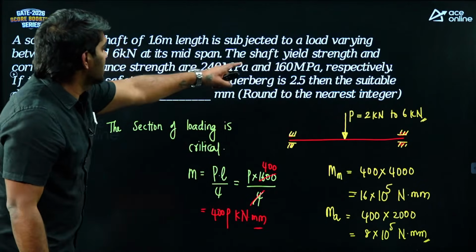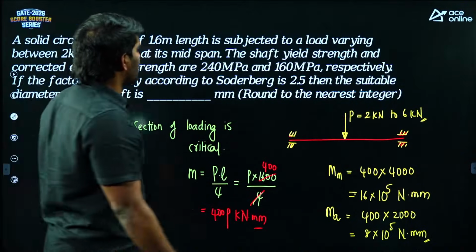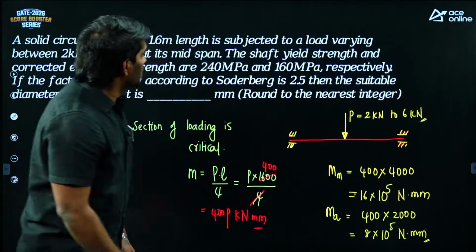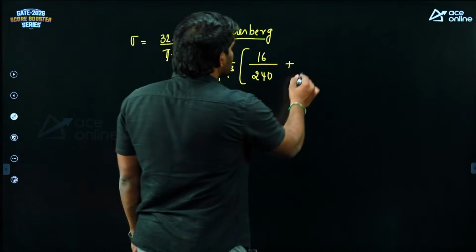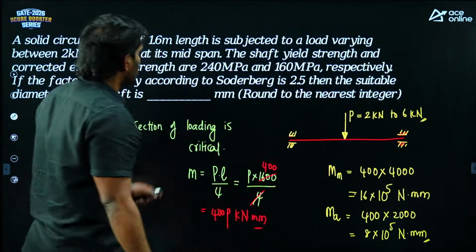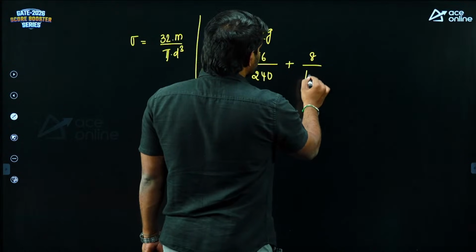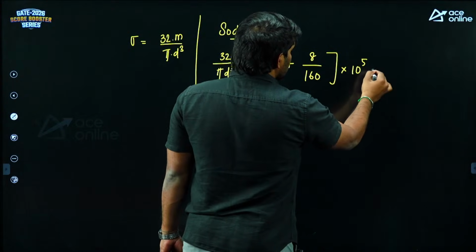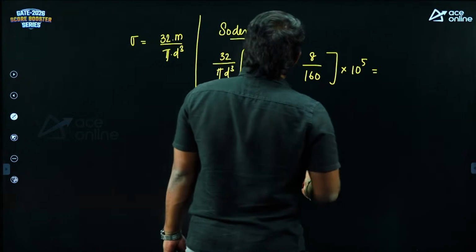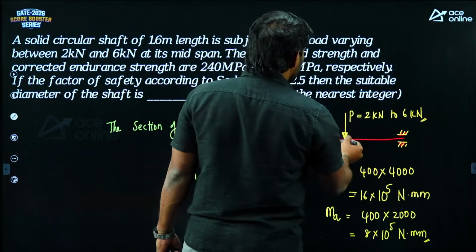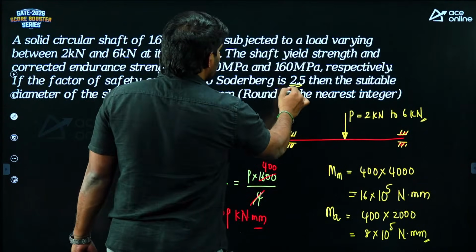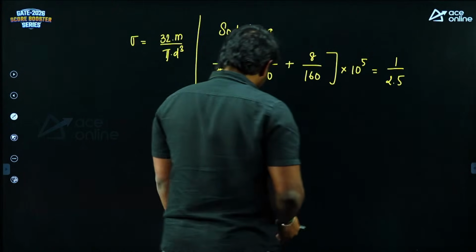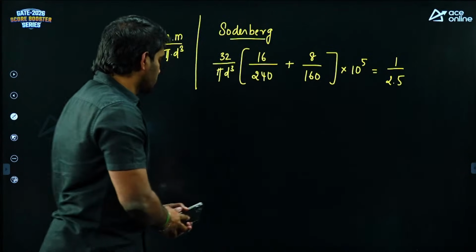what is the value of yield stress? Yield strength of the material is given as 240. This is 240 plus the amplitude value 8 divided by 160, into 10 power 5, is equal to, okay, we have to consider the factor of safety, right? What is the factor of safety given? It is 2.5. 1 divided by 2.5. So calculate this value, substitute the values, and you'll get the answer.